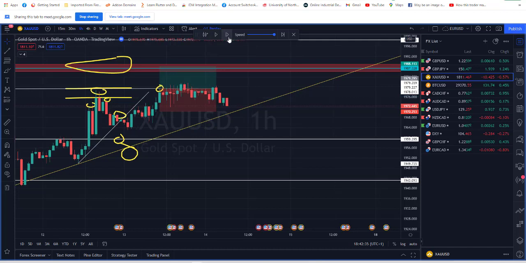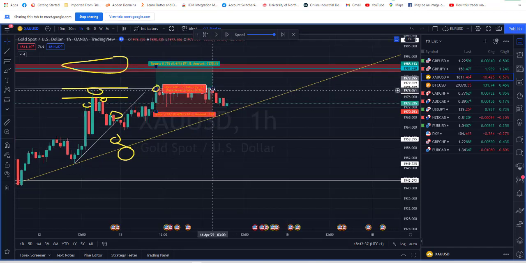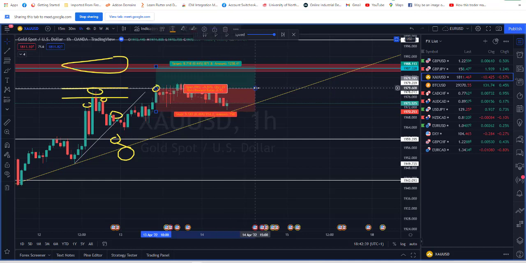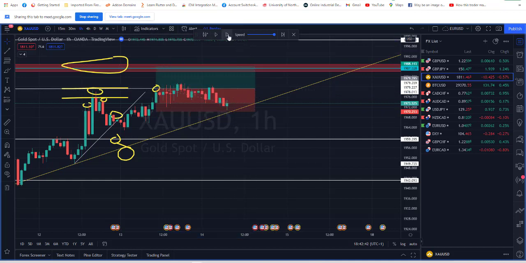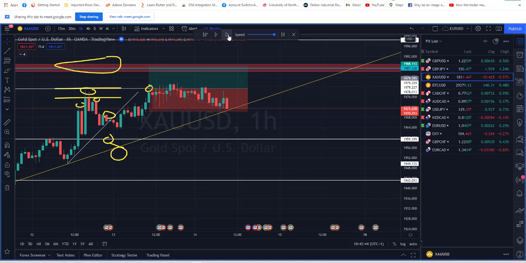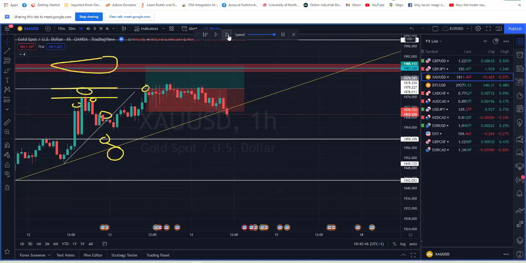Let's see how it turned out. Good. Let's see if it took us out right here. Okay. It hasn't yet taken us out. It's still ranging and boom, we are out. One loss on a trade, guys.